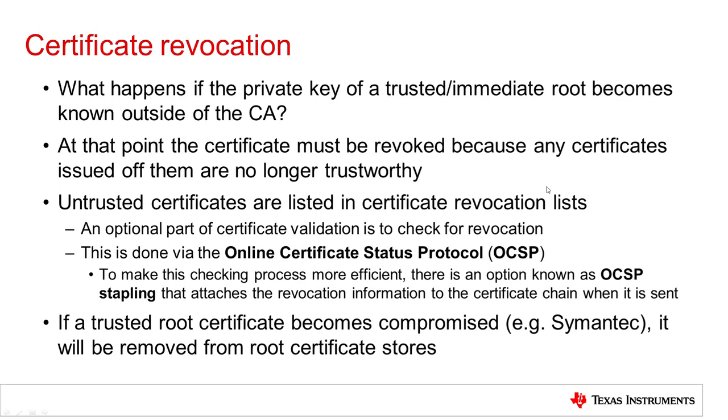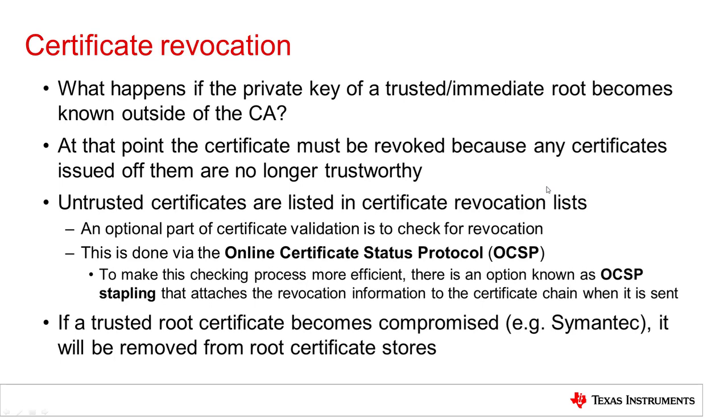So to make this process more efficient, there are various options now known as OCSP stapling. In that case, the sender of the certificate attaches the relevant revocation information to the certificate chain when it sends it. And that way there's no need for additional round trips. Now, you'll often find when you're using a web browser, it will give you a message that a particular site cannot be trusted. What that really means is that the certificate of that site is now compromised.